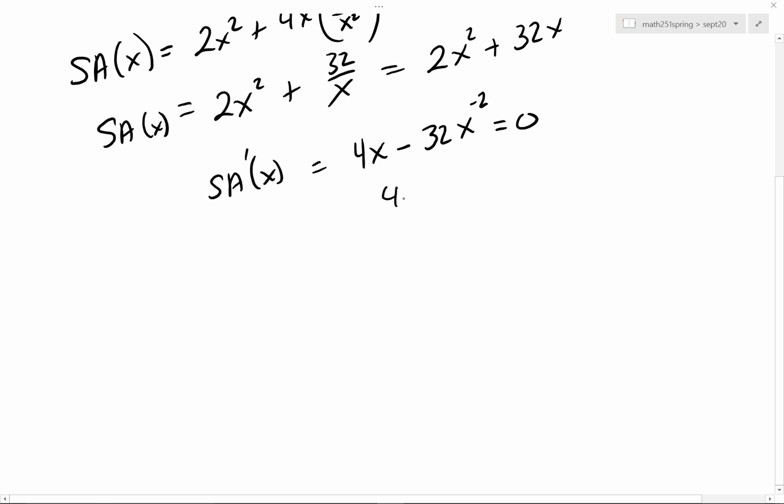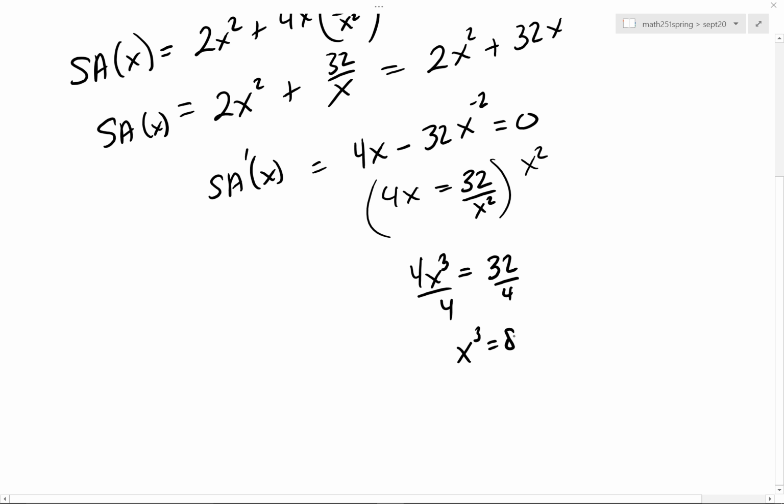So if I'm doing this by hand, this is what I do. X to the minus 2 is 1 over x squared. I'm going to add that to the other side. And I'm going to multiply both sides by x squared. I'm going to divide both sides by 4. X cubed is equal to 8. So x is equal to 2.